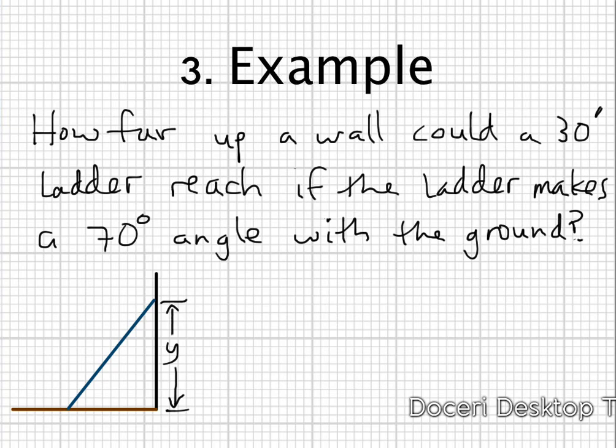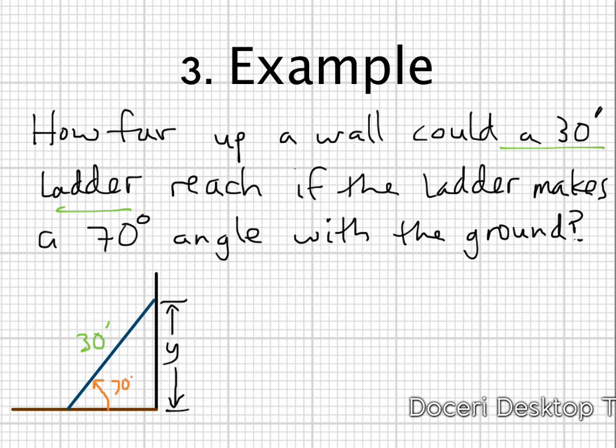Anyway, the ladder is 30 feet, right? It says it's a 30-foot ladder. How far up a wall could a 30-foot ladder reach? So I'm going to label this as 30 feet. Now the next part says the ladder makes a 70-degree angle with the ground. That means from the ground up until you reach the ladder, measuring up like a protractor, it's 70 degrees. From here to here is 70 degrees.